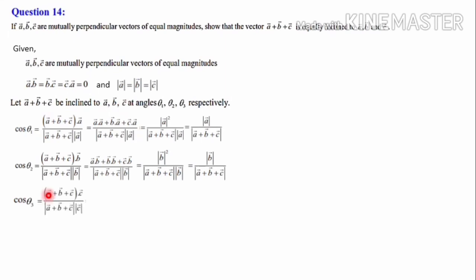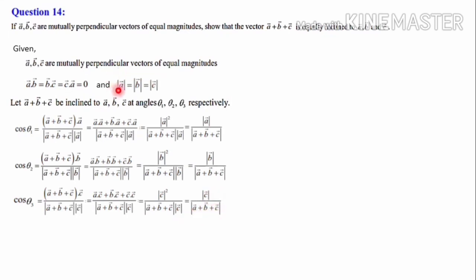That is (A + B + C) dot C divided by modulus of (A + B + C) into modulus of C. Taking the dot product, A dot C, B dot C plus C dot C, divided by the denominator, which is the same. Here, like before, A dot C and B dot C will become 0 because they are mutually perpendicular vectors. We will get C dot C, which is modulus of C squared, divided by the same denominator. In the numerator there is modulus of C squared and in the denominator there is modulus of C. One can be cancelled. We will get modulus of C divided by modulus of (A + B + C).